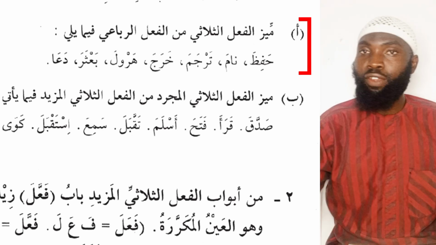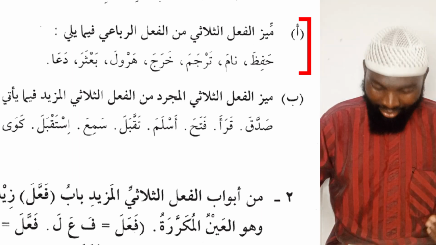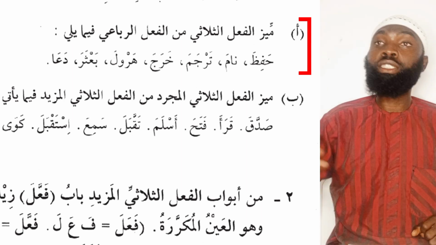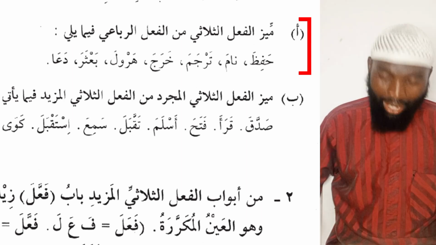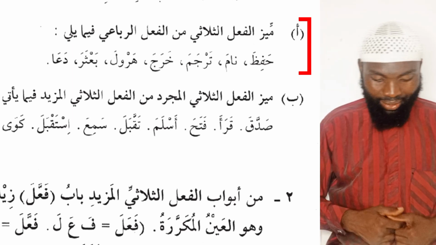The first one is hafidha. No doubt this is athulathi. Nama athulathi. Tarjama, this is rubai, 4-letter words. Kharaja athulathi, 3-letter words. Harwala arubai. Ba'thara arubai. Then da'a athulathi.